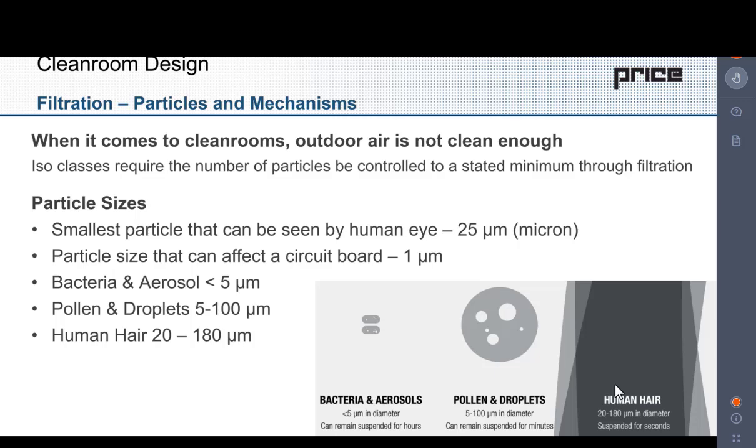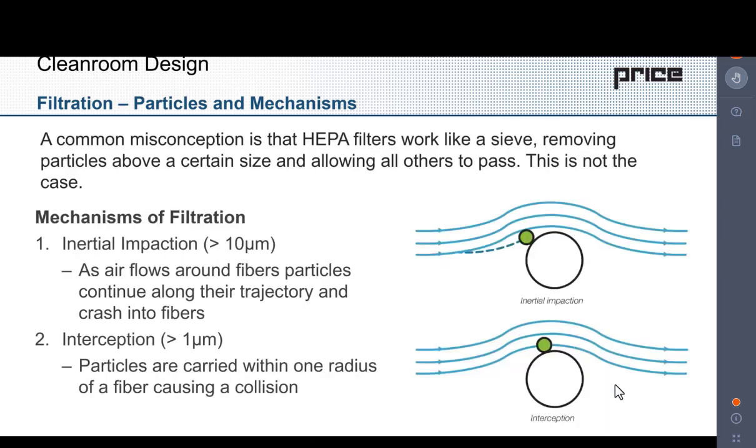So now that we have an understanding of the particle sizes, how do we actually remove these varying sizes of particles out of the air? This is done through 4 filtration mechanisms.